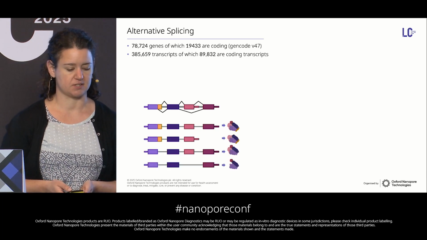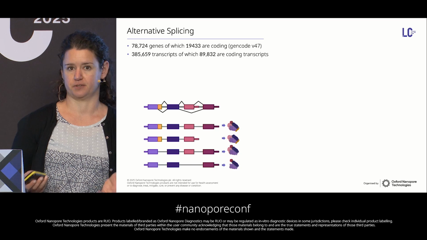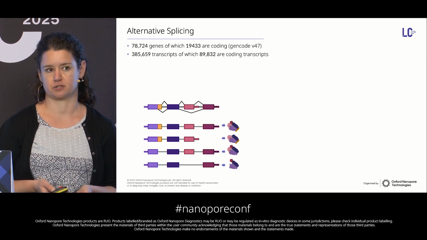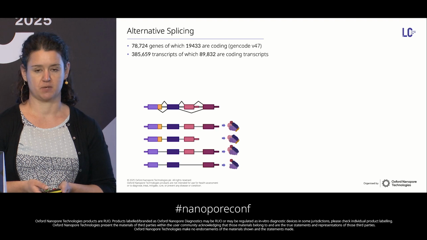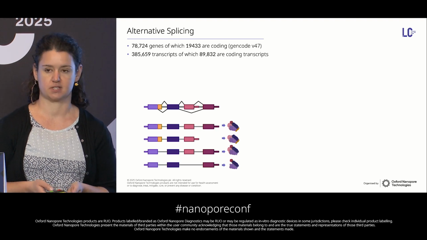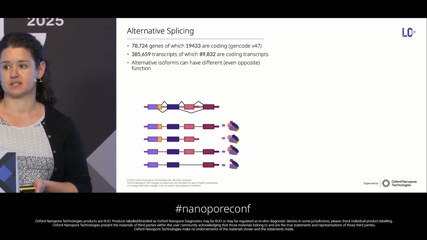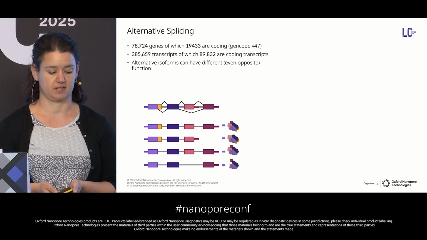And the reason for this is that genes can undergo alternative splicing. And so we can have numerous isoforms or transcripts for each gene. And of course, then we can end up with multiple different proteins that are produced. These proteins can actually have quite different function. In fact, they can even be opposite.